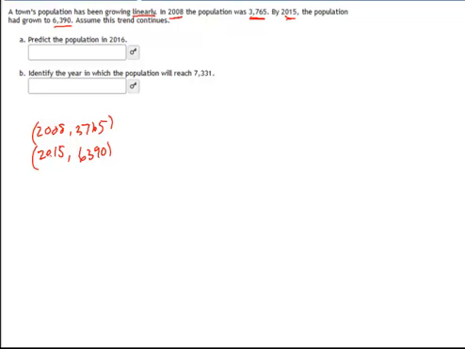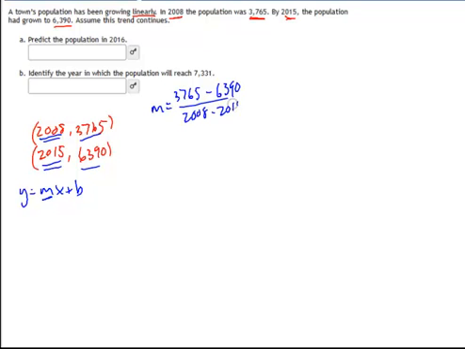Once you have these 2 points and you want to make a prediction of the population in a given year, what you need to do is create an equation. We'll use y equals mx plus b since we're dealing with a linear equation. The first step is to find the slope. The slope can be found by taking the difference of our corresponding y's, so 3765 minus 6390, and then dividing by the corresponding x's, so 2008 minus 2015.